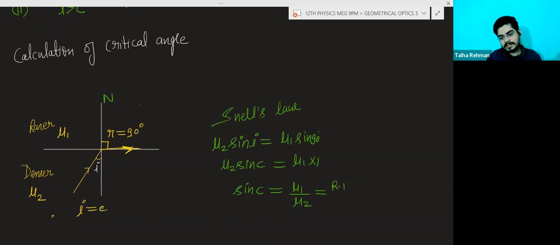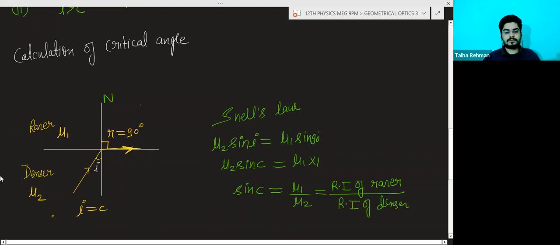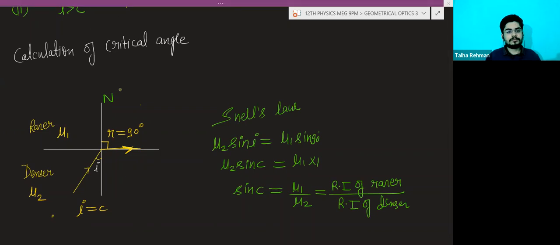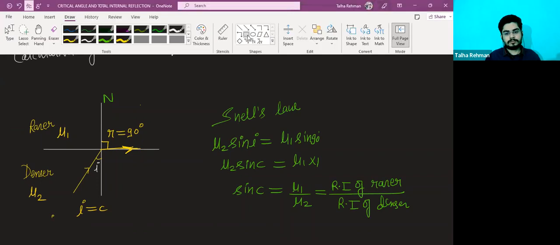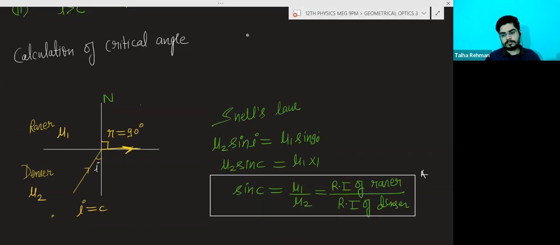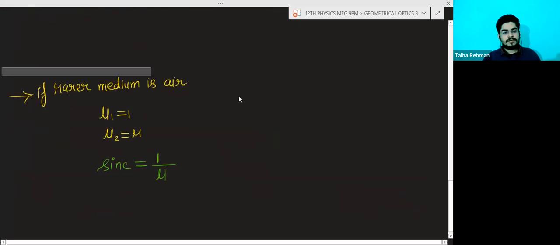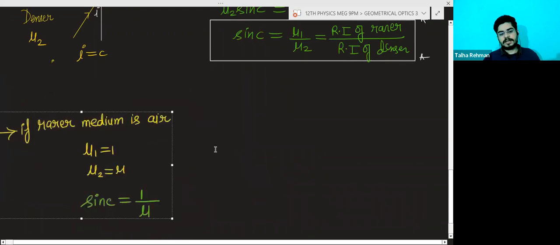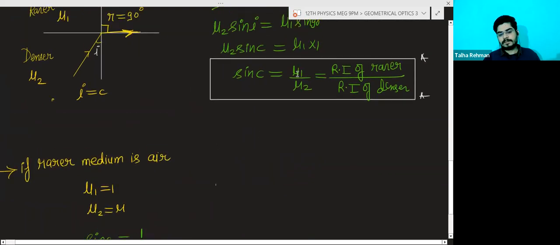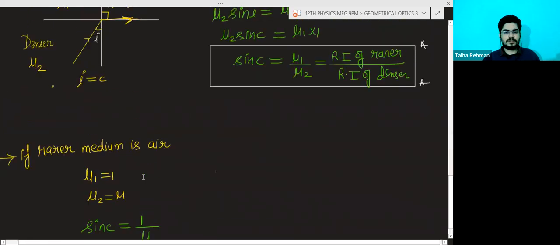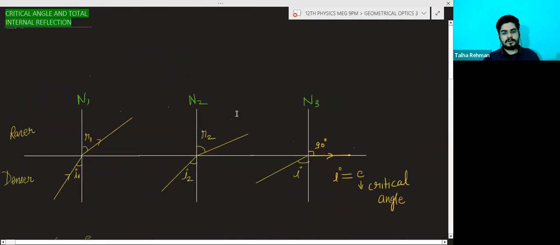What is mu 1? Refractive index of rarer medium. Mu 1 is the refractive index of rarer medium. And what is mu 2? Refractive index of denser medium. If rarer medium is air, then the refractive index of rarer will become 1 and sin c will become 1 by mu. Okay. Understood?